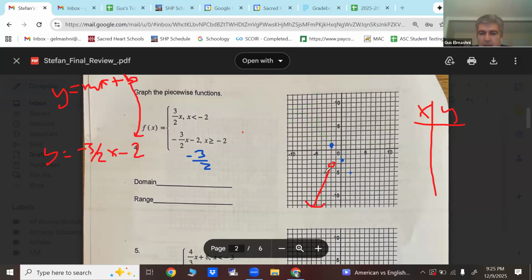It has to be a function, and again, you want the x values on that portion to be greater than or equal to negative 2. So all the x values on this portion of the line have to be larger than negative 2. So the domain was all real.